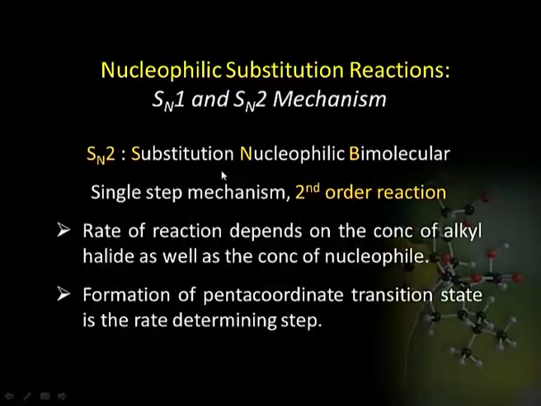The nucleophilic substitution reactions of alkyl halides can be depicted by two types of mechanisms, as was done in the previous lecture, that is SN1 and SN2. If we recall, SN2 is substitution nucleophilic bimolecular, which is a single step mechanism having second order. The rate of reaction depends on the concentration of alkyl halide as well as the concentration of nucleophile. The formation of the pentacoordinate transition state is the rate determining step in the SN2 mechanism.